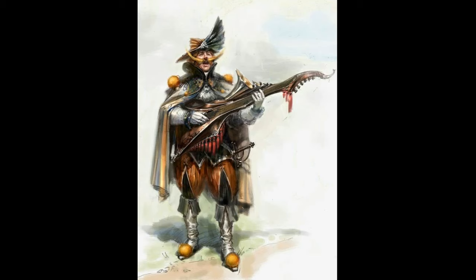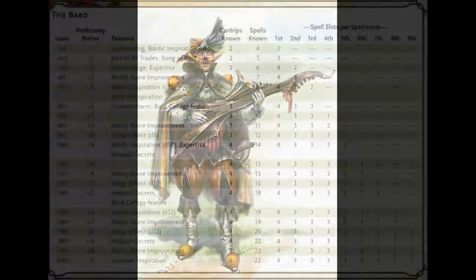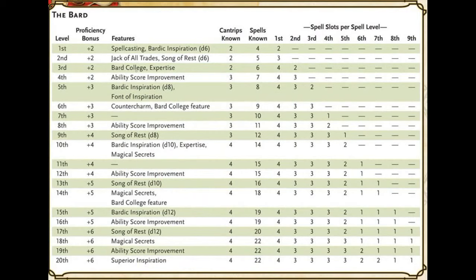So what I was going to do is just quickly grab the map and the dice and demonstrate briefly and give you 3 examples that I thought would be useful. Now, if you'll notice, I pulled up the chart for the bard, and at 5th level, your font of inspiration comes into play.